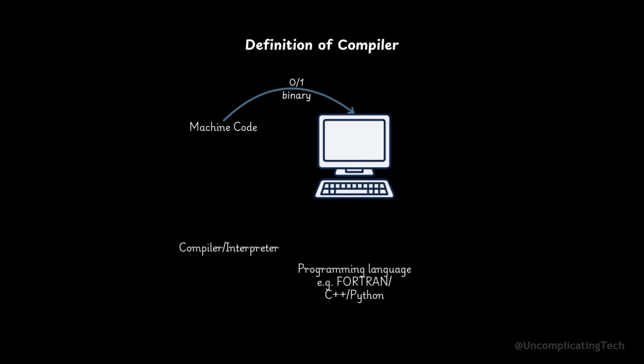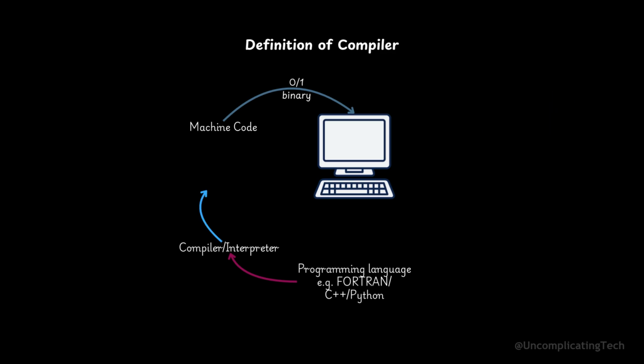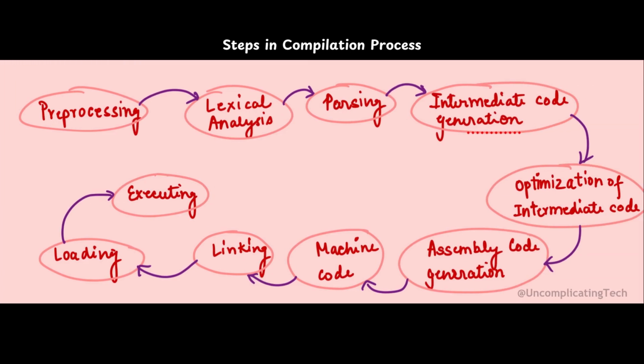Let's define it first. A compiler is software that takes our code in a high-level programming language and translates it into machine-readable code so that it can be understood by the hardware. The translation from a high-level programming language to machine code consists of a lot of steps.